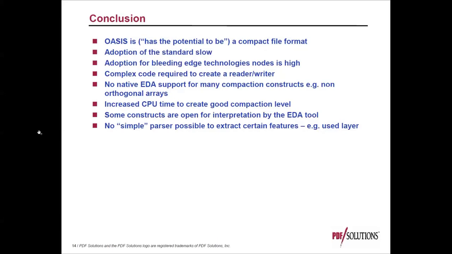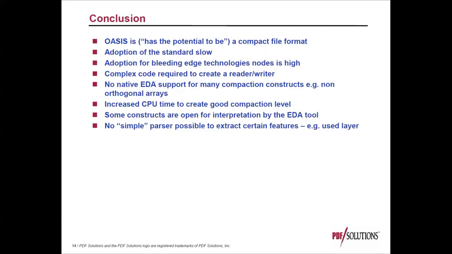Unfortunately, the native EDA support for many compaction constructs is not there. For instance, there are just no constructs in any EDA tool for orthogonal, non-orthogonal arrays. So it would be really a cool thing if EDA companies would go there and look at different ways of storing. Why don't I get an option for storing diagonal arrays or things like native OASIS constructs? That would make it, first of all, way easier to write super compact files, and honestly, it would also save storage or memory on the EDA tool itself.